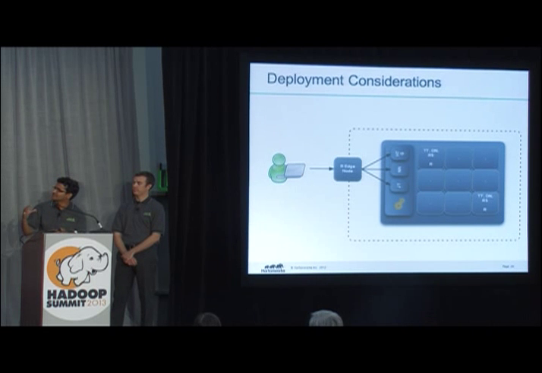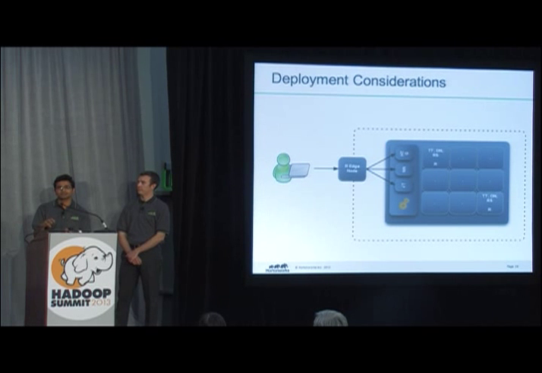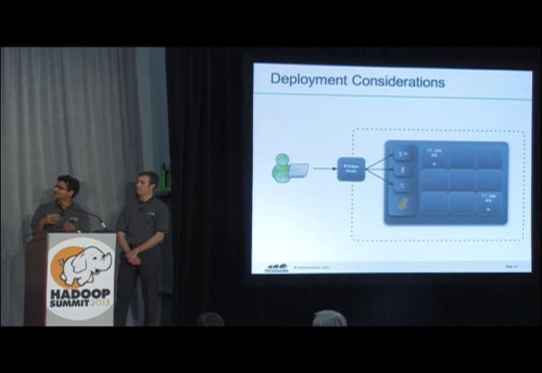Going into the architecture, when you have a map file, the R streaming creates R streaming code, and then it executes on each of the nodes. So in this case, you'll need R installed on all your data nodes.